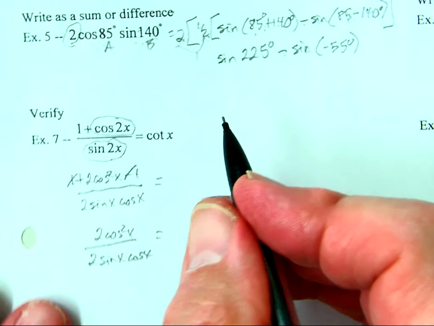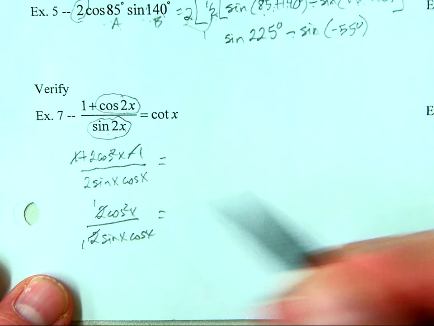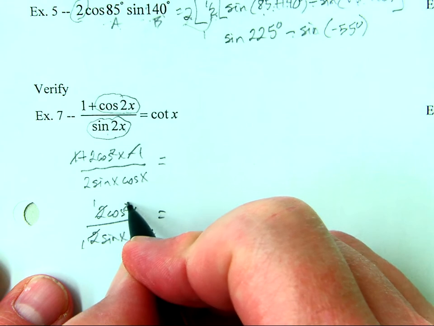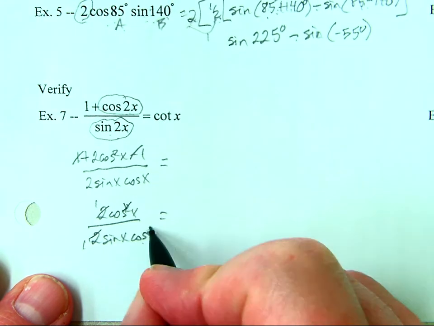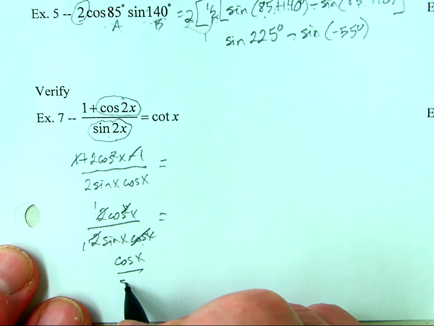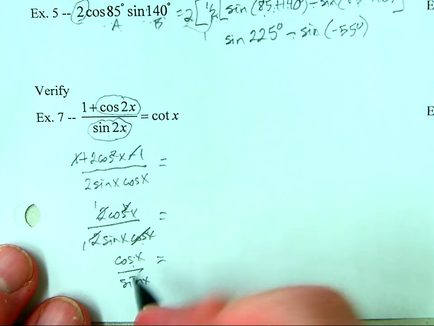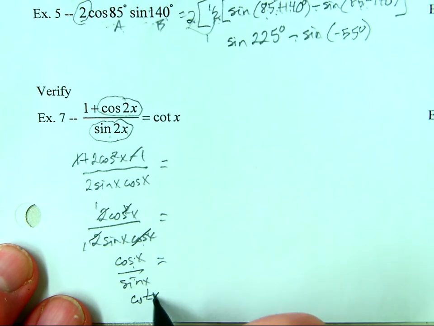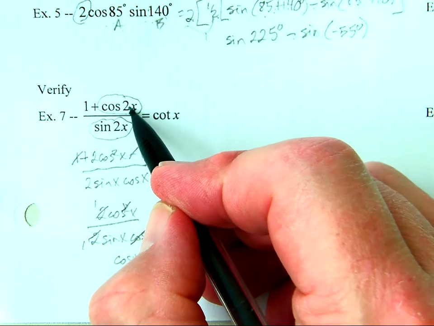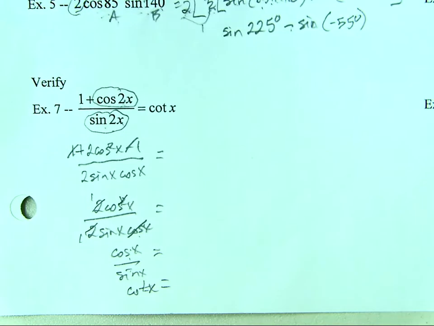Well, let's see what we can do with that. I have a 2 and a 2, so I can divide top and bottom by 2. I also have a cosine squared and a cosine. I can divide top and bottom by cosine. That gets rid of one of these and this one. So now I'm left with cosine x over sine x. Well, from our identity sheet, cosine x over sine x is cotangent x. And they match. So when you see a 2x, right away you think, ooh, double angles. I have identities for that. Okay?